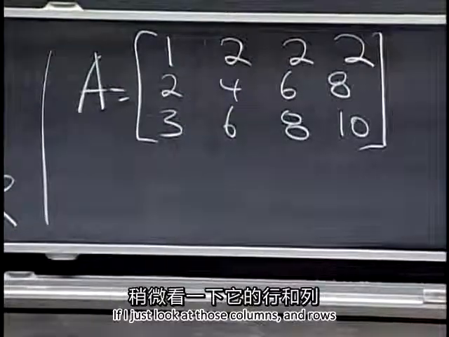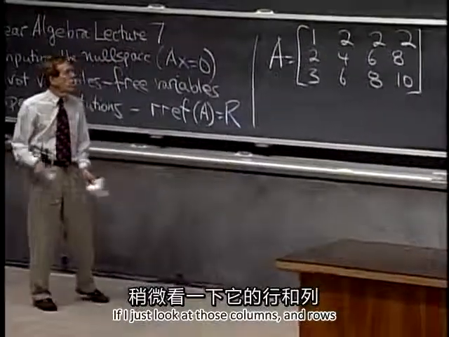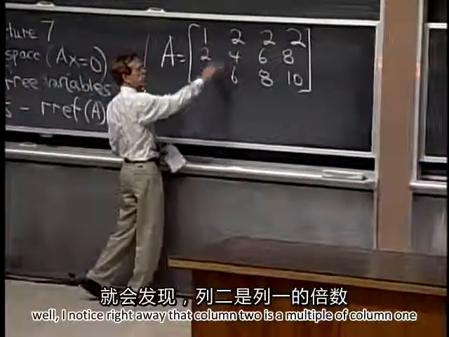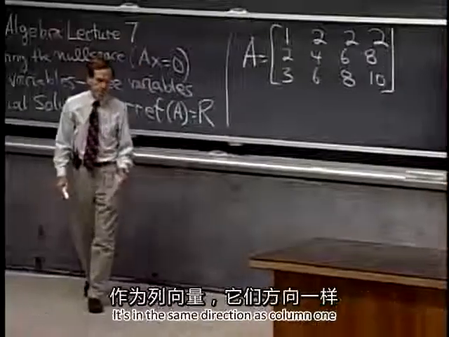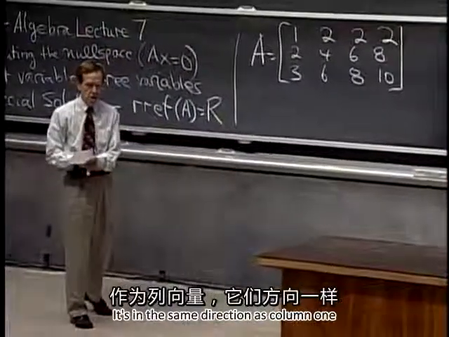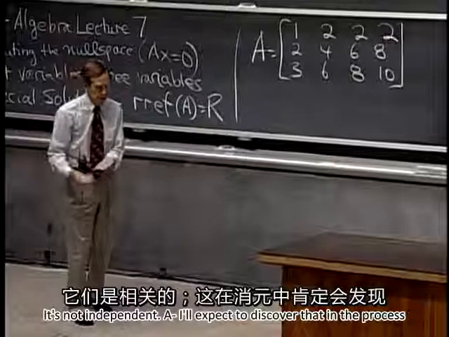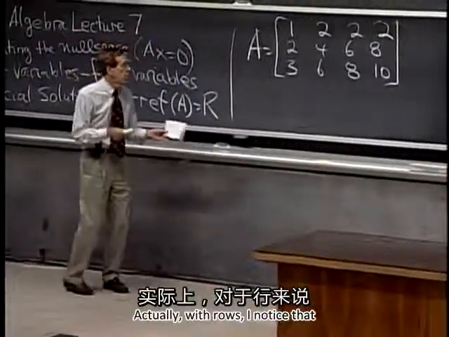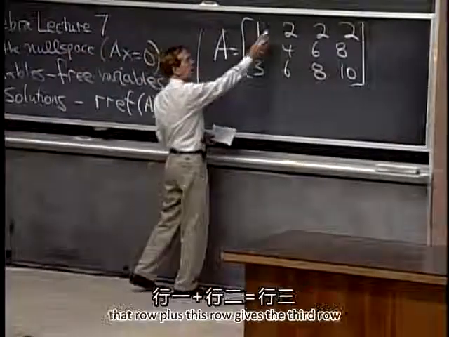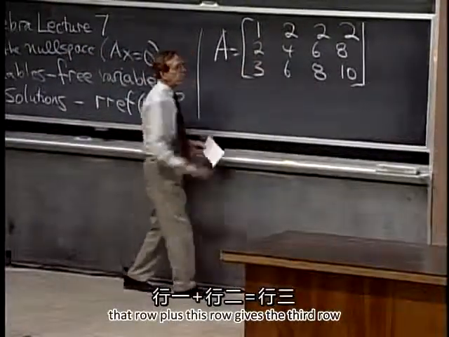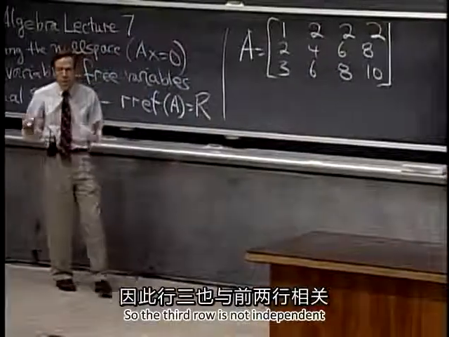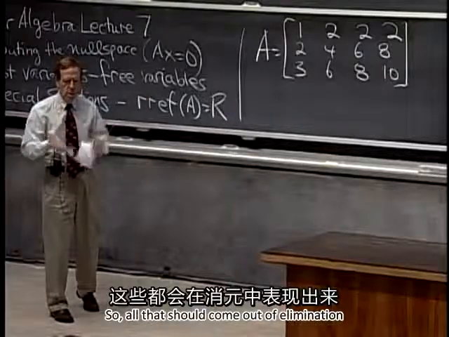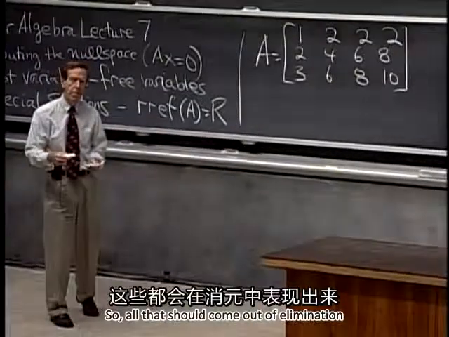If I just look at those columns and rows, I notice right away that column 2 is a multiple of column 1. It's in the same direction as column 1. It's not independent. I'll expect to discover that in the process. Actually, with rows, I notice that this row plus this row gives the third row. So the third row is not independent. So all that should come out of elimination.